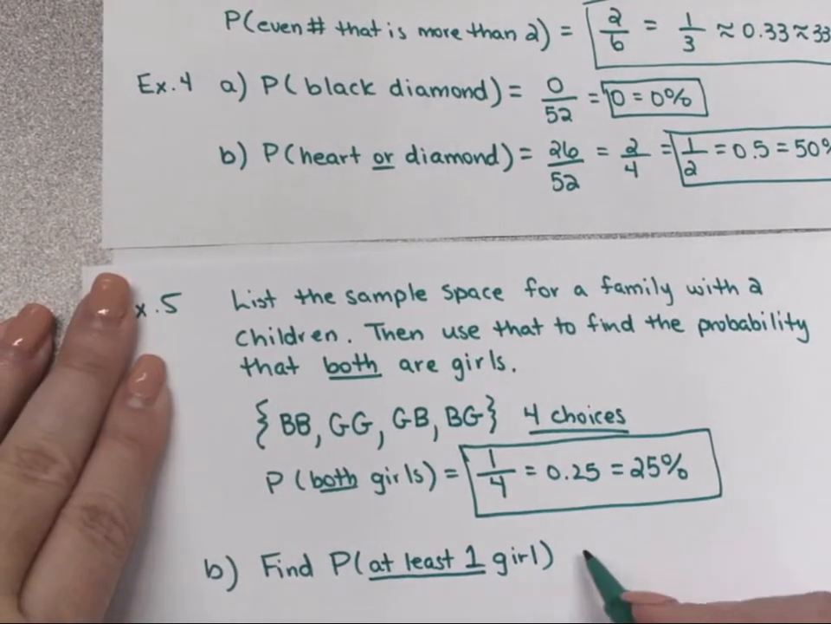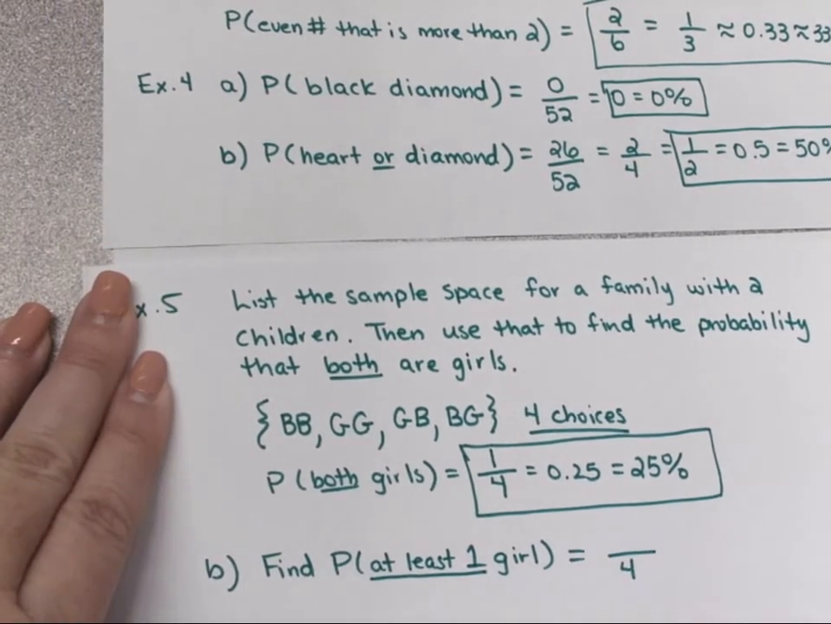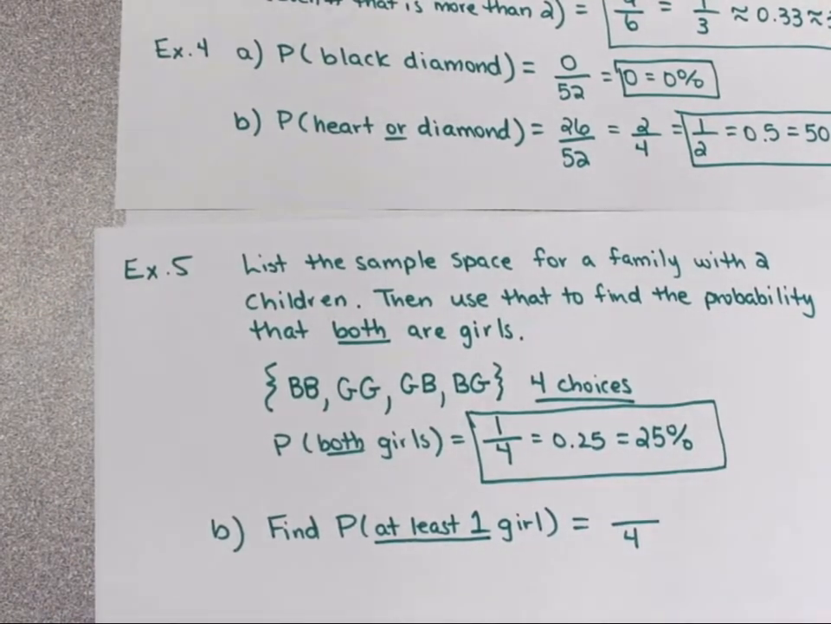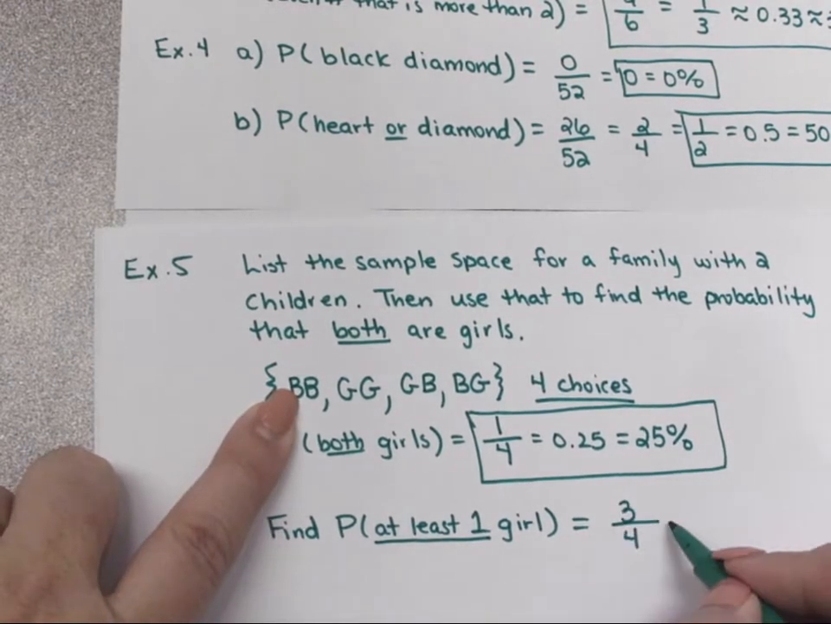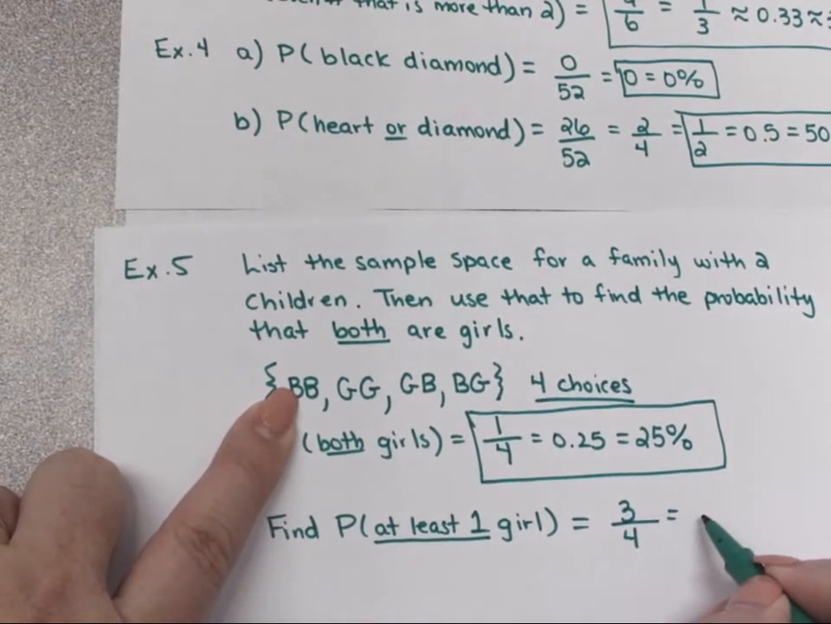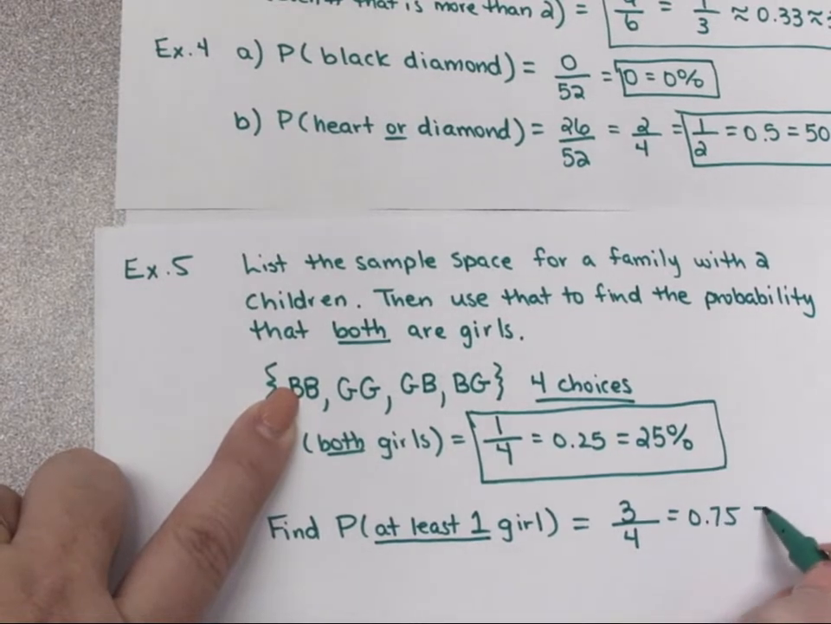So let's go through the choices. So I'm going to do the easy part. Again, it's over 4 because we already listed all the choices. So how many of those listed choices have at least 1 girl in them? 3 of them, right? The only one that doesn't is this boy-boy family, right? So this would be, of course, what? 0.75 or 75%.